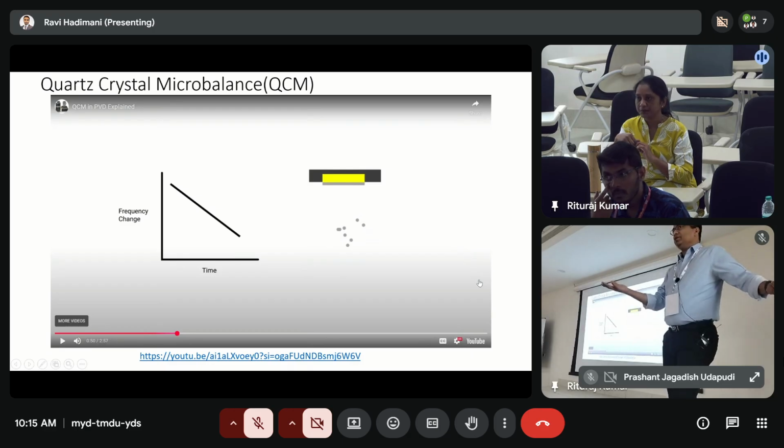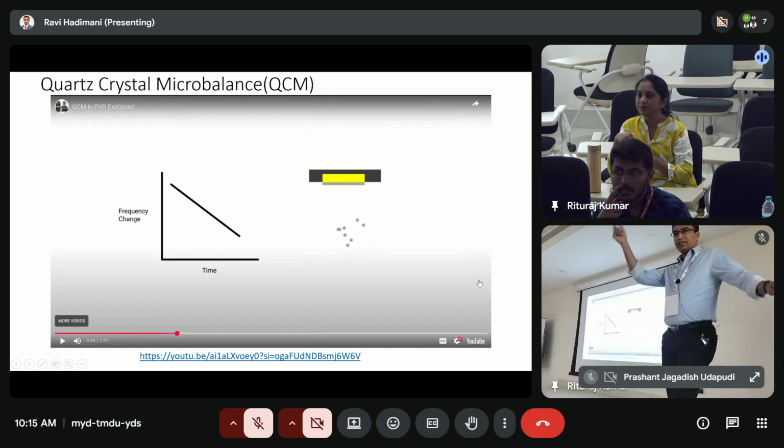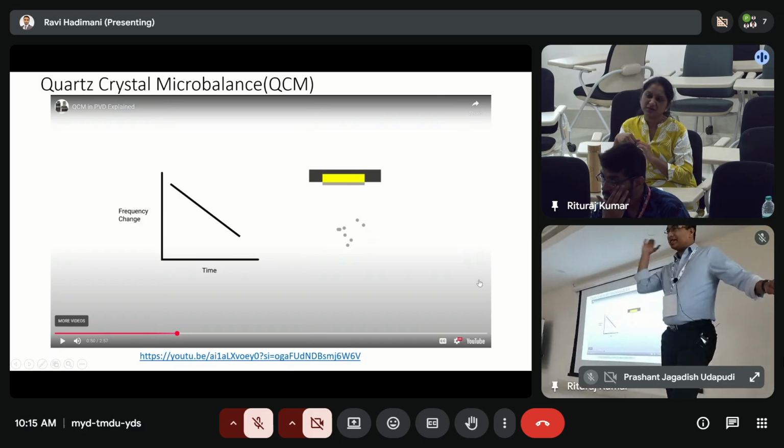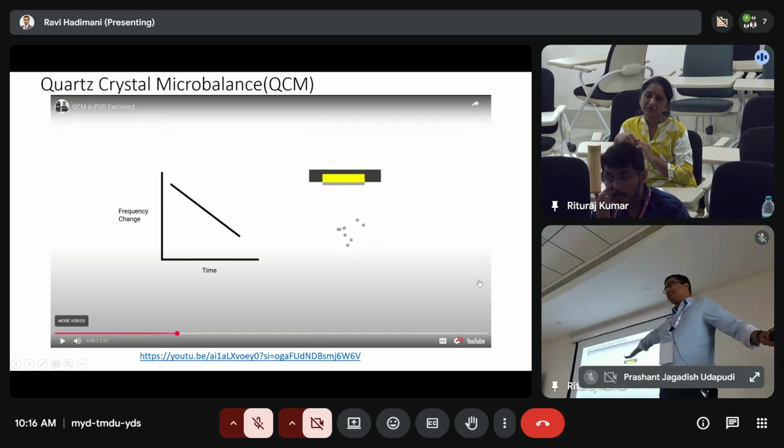Another way is to take out the film, put it in a scanning electron microscope, and look at the cross section, and it will tell you. I mean, you can measure the thickness of the film. But then you have to take it out and break the vacuum. Once you break the vacuum, it takes another 5-10 minutes, depending on the system.